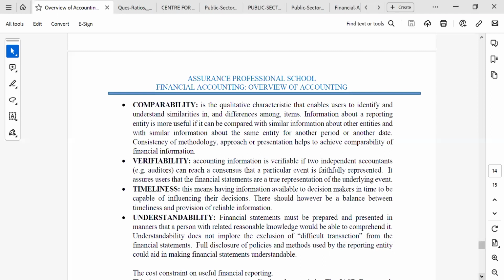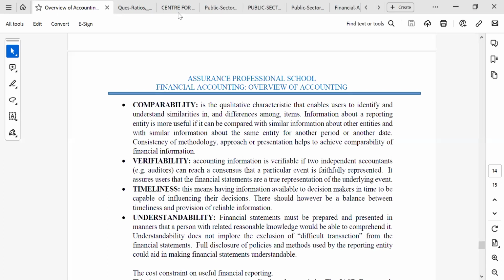Okay. Thank you. With timeliness, I also think it requires that the financial information should be provided at the needed time, the period in which it is needed, because if it's given at any later date or period, it doesn't become relevant anymore. So timeliness also makes the information relevant. All right, thank you.